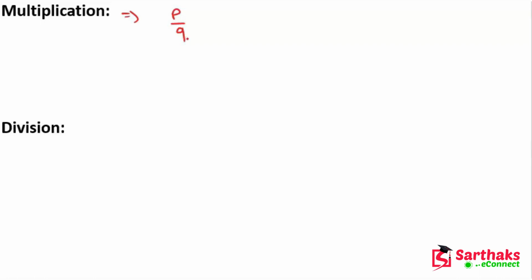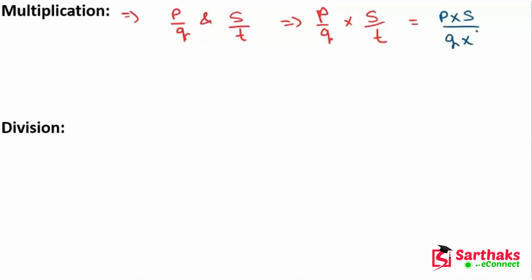Okay, now in the case of multiplication, let's suppose we have P upon Q and S upon T. These two numbers are rational numbers. Now if we multiply P upon Q by S upon T, we have to multiply numerator into numerator and denominator into denominator. So we get P into S divided by Q into T.